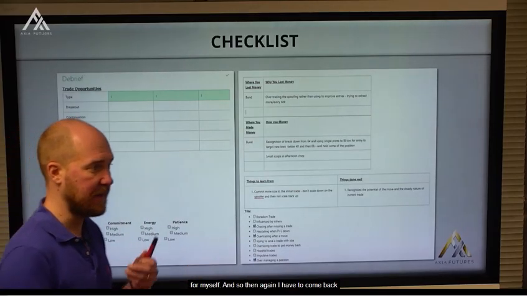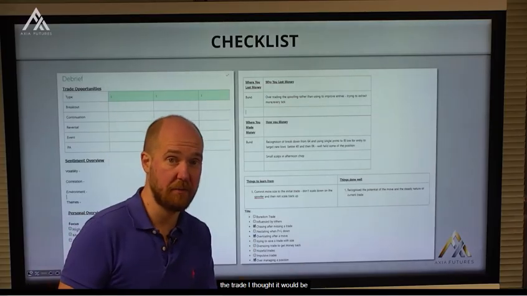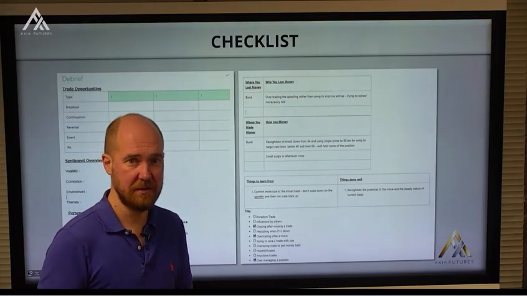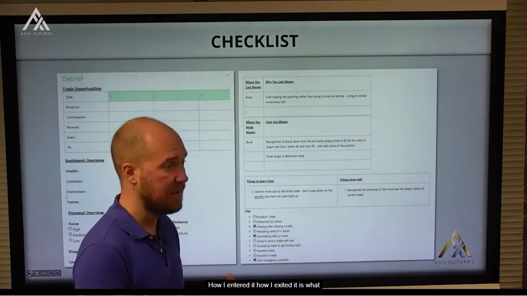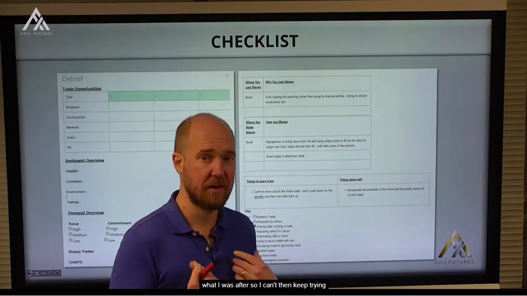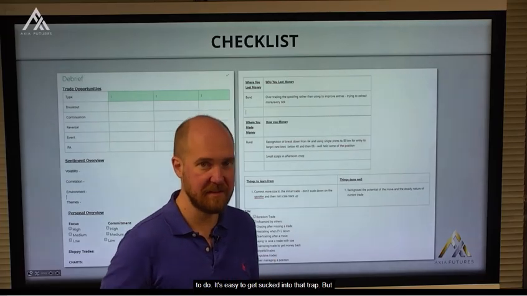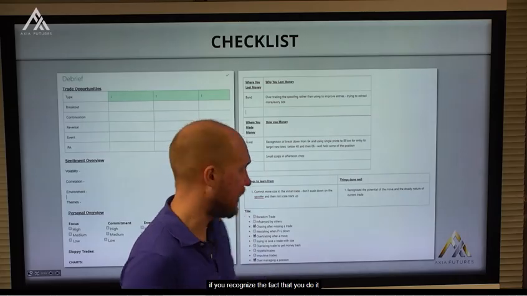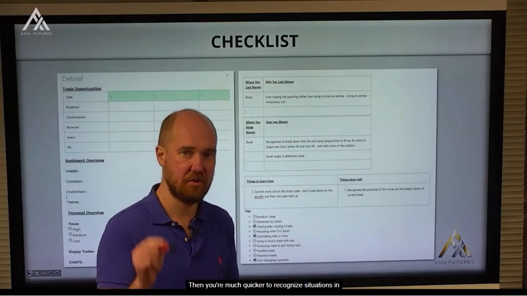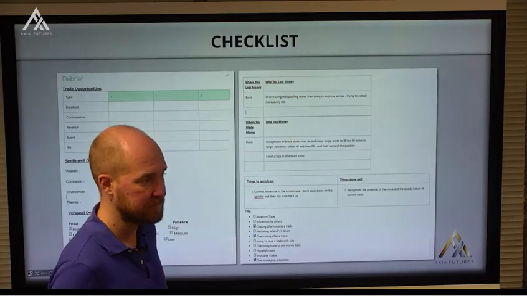And so then, again, I have to come back to the idea of this is what I was looking for. This is the trade I thought it would be. And that's what it was. How I took that trade on, how I exited it, is what I was looking for. If the move keeps on going, that's not what I was after. And so I can't then keep trying to trade for something that is not there. It's easy to do. It's easy to get sucked into that trap. But if you recognize the fact that you do it, then you're much quicker to recognize situations in which it happens and be able to identify times where you will stop doing it.